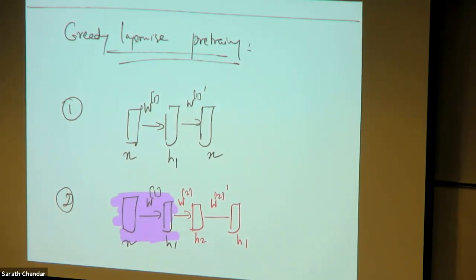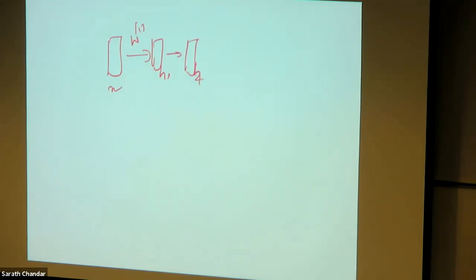Now after training, I can discard the decoder again, and I can repeat this as many times as I want. Let's say I repeat it k times. So then I have this layer X followed by H1, followed by H2, up to HK. Is that clear? Now K is a hyperparameter. I can train as many layers as I want.